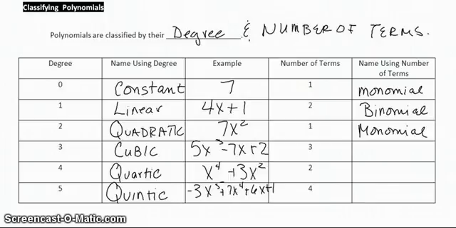And here I have a cubic that has 3 terms, and just like a bicycle has 2 wheels, what do we call a bike with 3 wheels? Tricycle. So this is a trinomial. And here my x to the 4th plus 3x squared has 2 terms. I'm back to binomial.